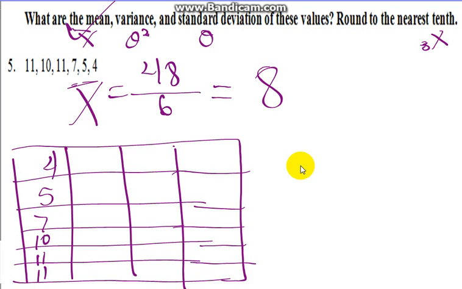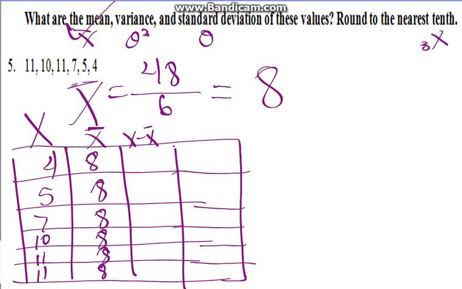Now, the next thing we want to do is calculate the average, or the mean. We've already done that. So this is x. This is going to be our x bar, our mean, which is 8, all the way down. For all of the items, they have the same average. The next column is our x minus x bar. So that means we're going to subtract the 2 columns and find the difference. So 4 minus 8 is negative 4. 5 minus 8 is negative 3. 7 minus 8 is negative 1. 10 minus 8 is 2. 11 minus 8 is 3. And the same.